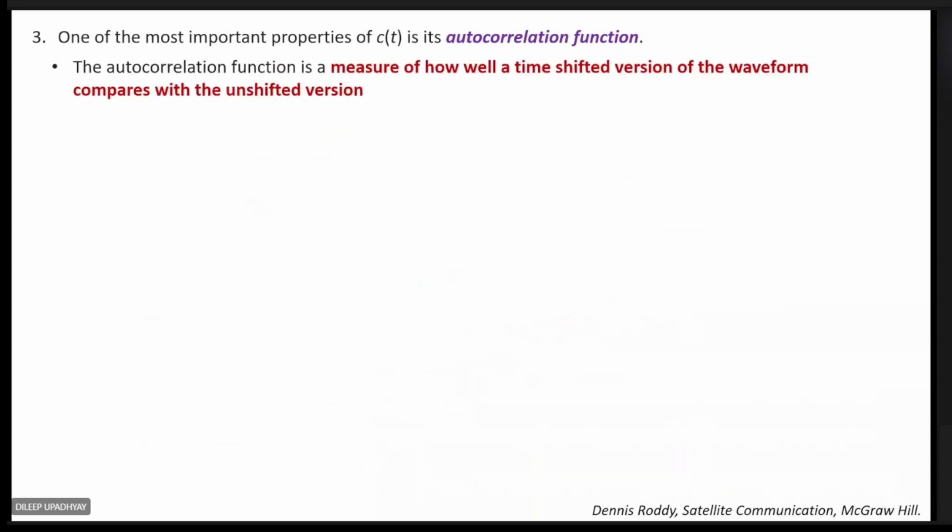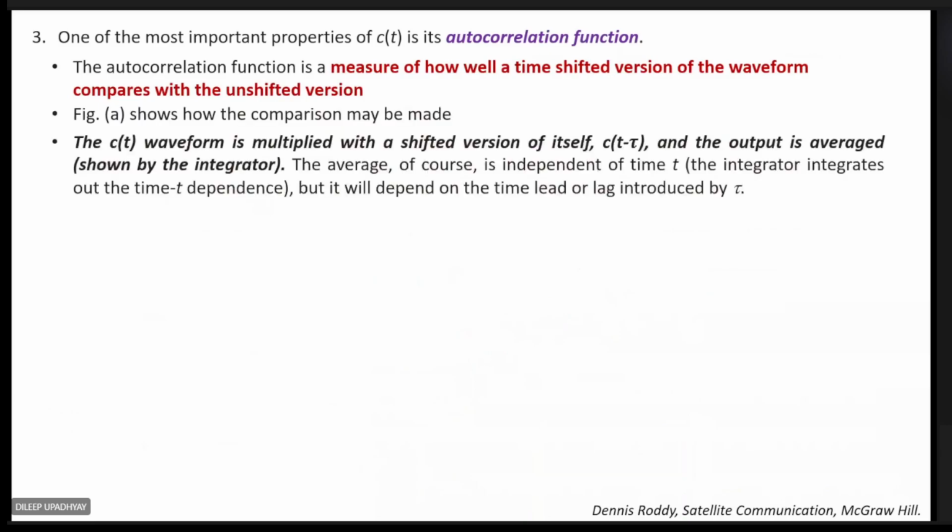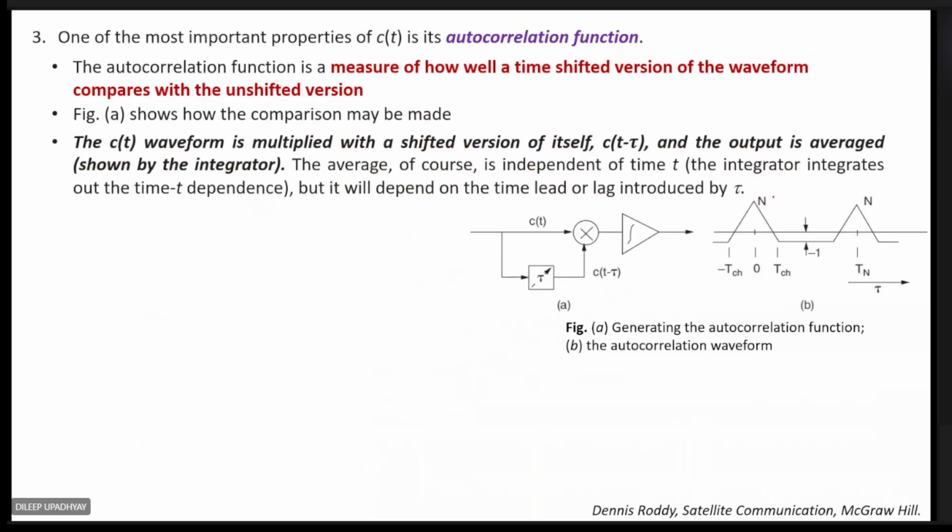Now we have also seen the autocorrelation function. Once the same PN sequence is received, we get the autocorrelation function value as follows: the PN sequence and the shifted version of the PN sequence are first multiplied, then integrated over one cycle, and it comes out to be maximum when there is no time lag, time lead or time delay.